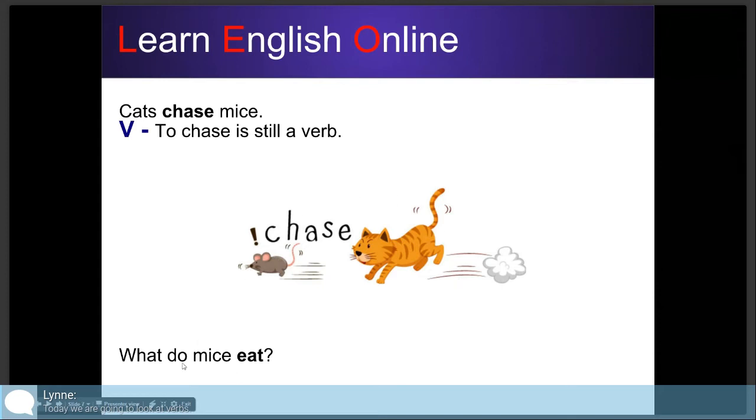What do mice do? So what do mice eat? Cats eat mice. Sorry, they do. Dogs eat mice. Leica eats mice, if she can catch one. What do mice eat? Do you know what mice eat?